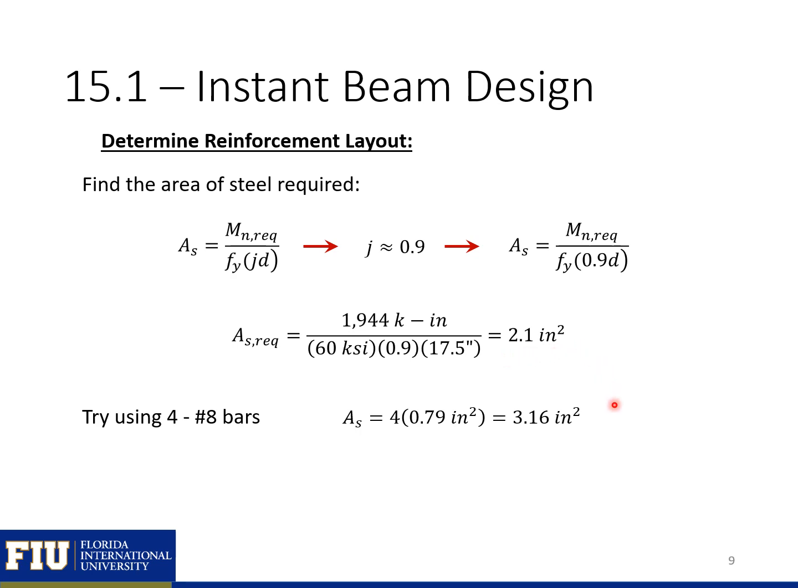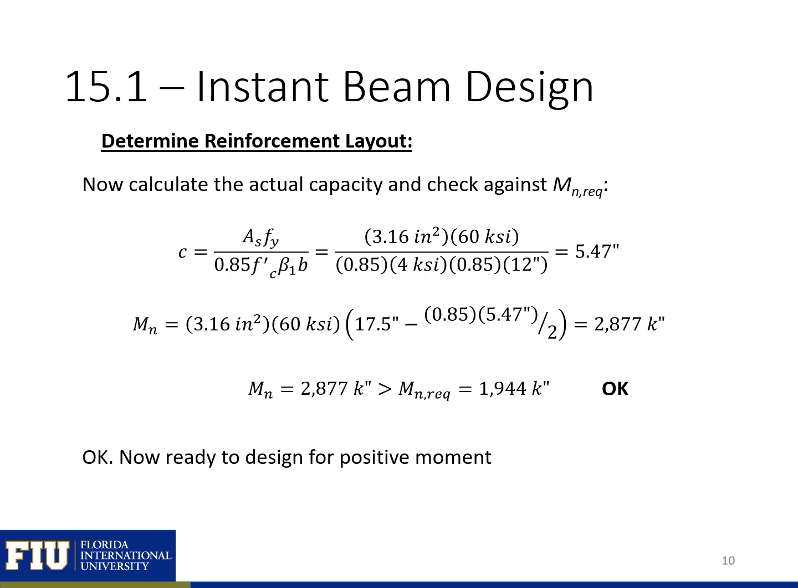So last slide we said we were going to try using number 8 bars. So we can try using 4 number 8 bars, which gives us a total area of 3.16 square inches. Now that we have our actual section dimensions and our steel area, we can analyze our section and calculate our actual nominal moment capacity and compare it to our Mn required that we found at the start of this example.